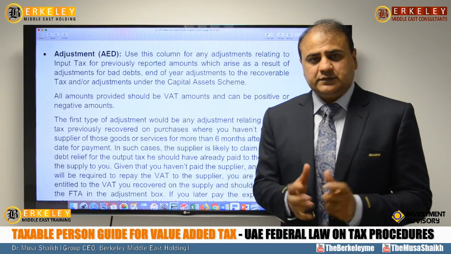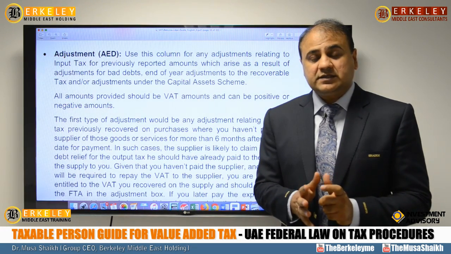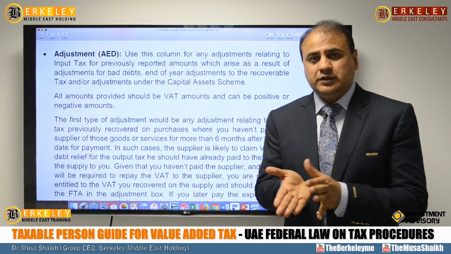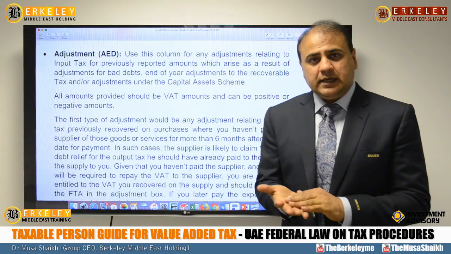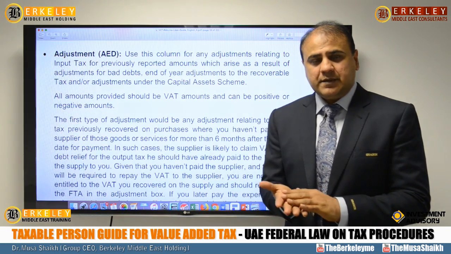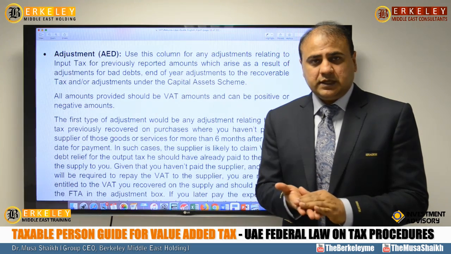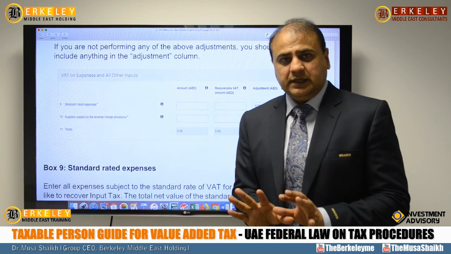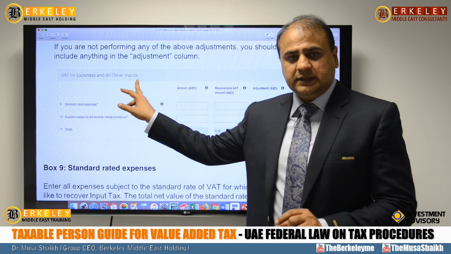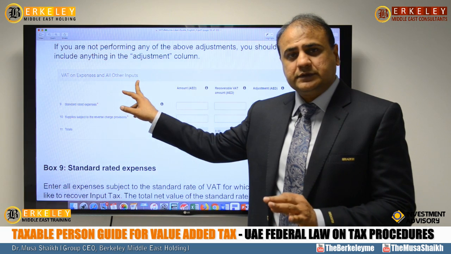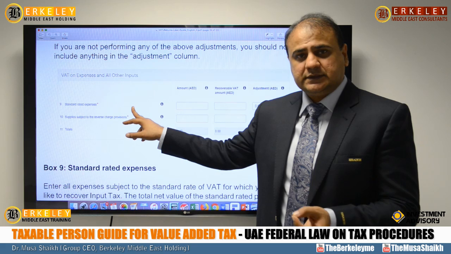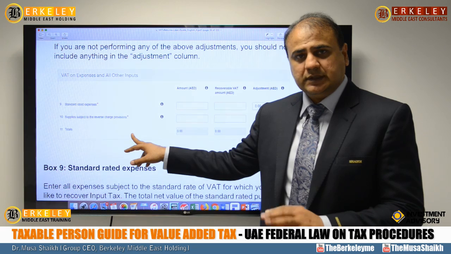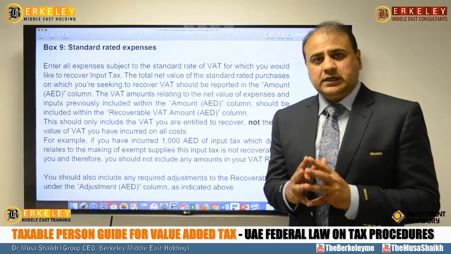In terms of adjustments, this box is to be used if you have some bad debts. Some debtors have reported to you that they are not going to pay, so this is the right time to show them in adjustments. Any kind of end of year adjustments under the capital asset schemes, any amount can be positive or negative, so there is nothing to worry about. So here is the summary of VAT on expenses, it will look like this, and all inputs. You have to show the standard rated expenses, supplies that are subject to reverse charge, and the system is going to calculate the total automatically. Box 9 is for standard rated expenses.